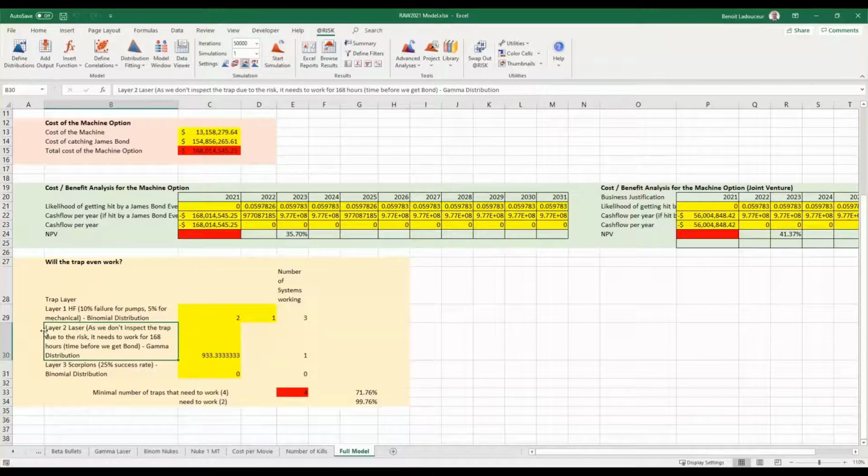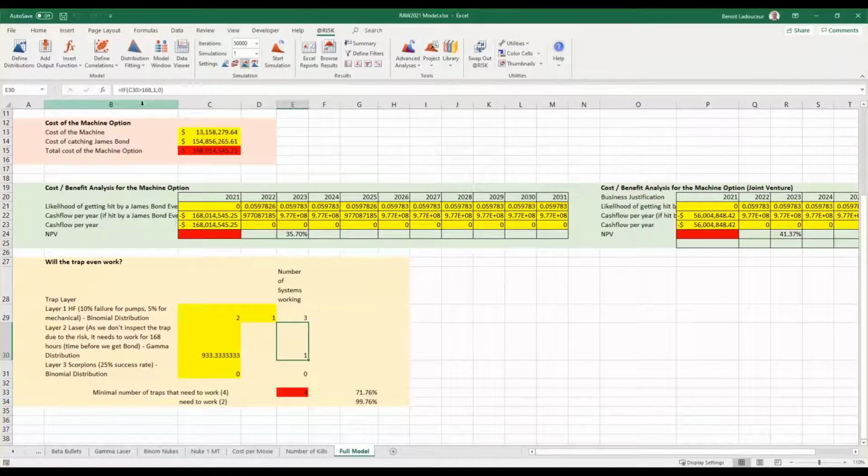Layer 2 was the laser, and once again here, the goal was to detect the likelihood that the lasers would still be effective and working after the 168 hours I need to bring James Bond in. So that's based on the gamma distribution. So here it is. I've got my gamma distribution, and this is the number of hours before failure.